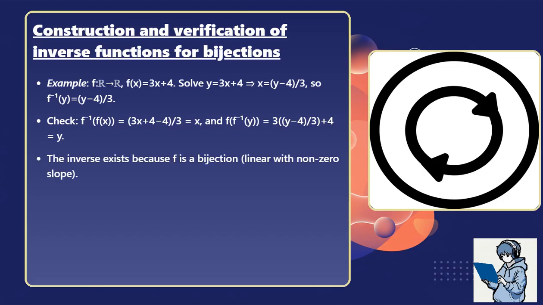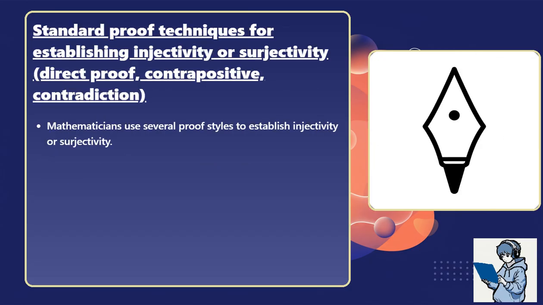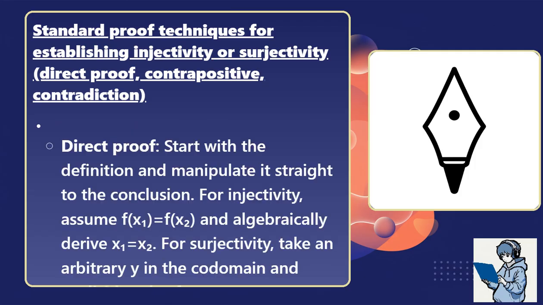The inverse exists because f is a bijection, linear with non-zero slope. Mathematicians use several proof styles to establish injectivity or surjectivity. Direct proof: start with the definition and manipulate it straight to the conclusion. For injectivity, assume f of x sub 1 equals f of x sub 2 and algebraically derive x sub 1 equals x sub 2. For surjectivity, take an arbitrary y in the codomain and explicitly solve for x.